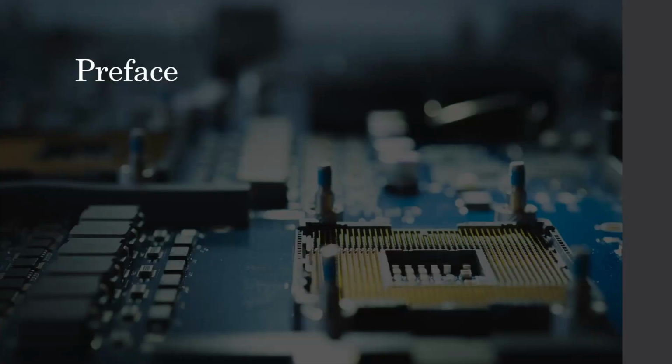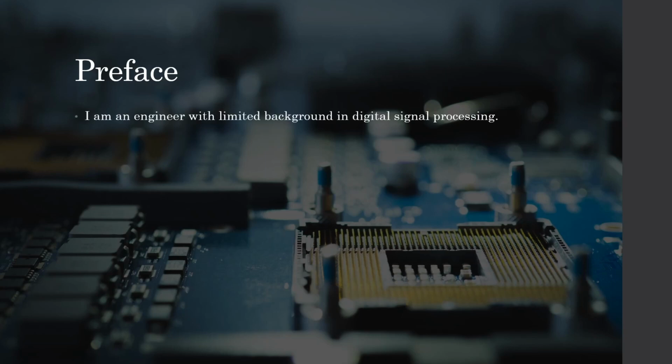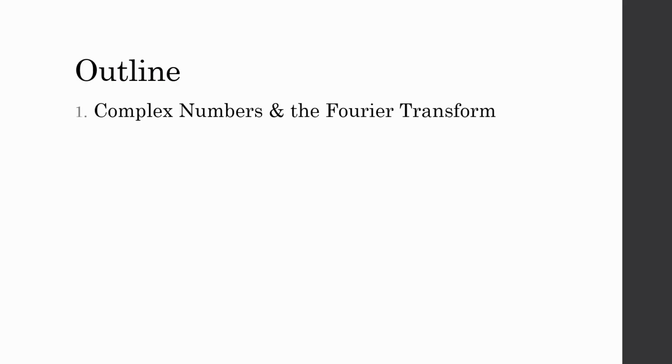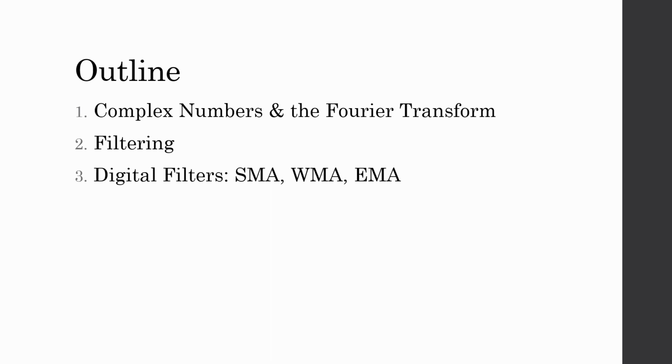So, little preface here. First is I'm an engineer, and I've only got a limited background in digital signal processing. So this video isn't meant to be all-encompassing, and there's some things that I've left out. So in this video, first we'll cover complex numbers and the Fourier Transform, then we'll cover some filtering, and then the digital filters used in trading, typically the simple moving average, weighted moving average, and exponential moving average.